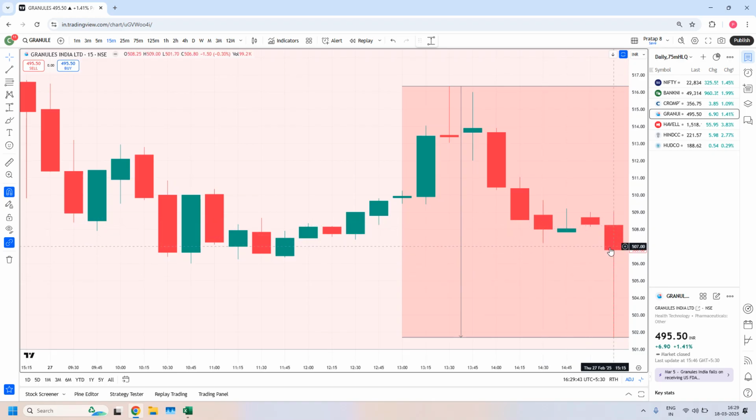If the leg out body is not sufficient, it means it's not sufficiently coming out of the zone. Such kind of situation we should not consider. So that is the reason why I did not consider this as a drop base drop.